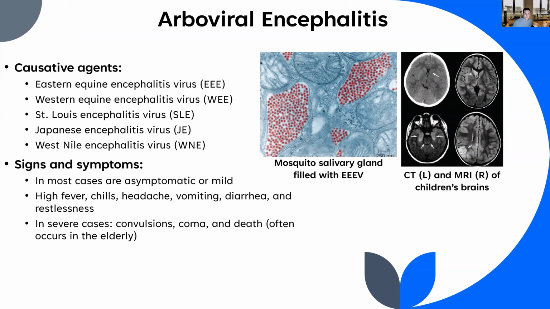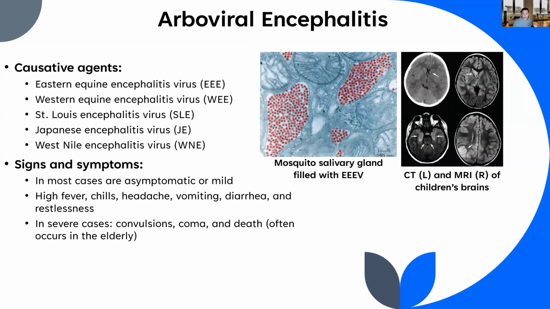This is actually something that, so I'm recording this in the fall of 2024. Over the summer of 2024, there were a series of Eastern equine encephalitis cases in New England and the upper Atlantic coast region of the United States that were killing people. So this is something that is kind of fresh in the minds of a lot of us right now as I'm recording this video. There's also Western equine encephalitis virus, St. Louis encephalitis virus, Japanese encephalitis virus, and West Nile encephalitis virus.